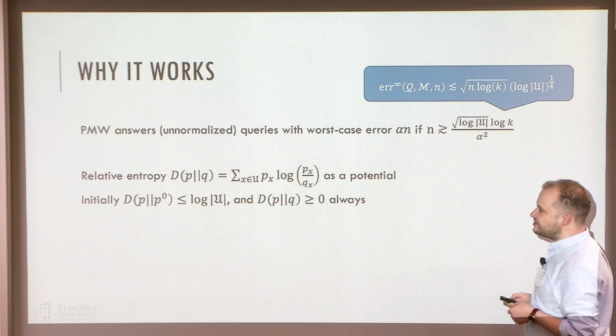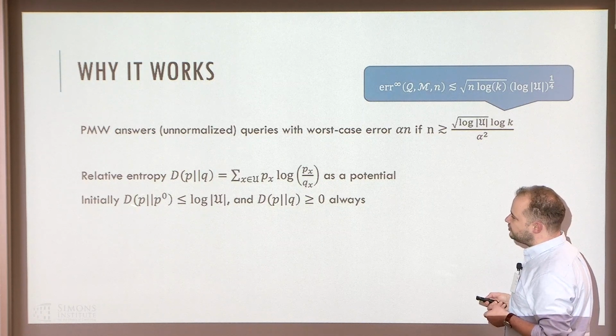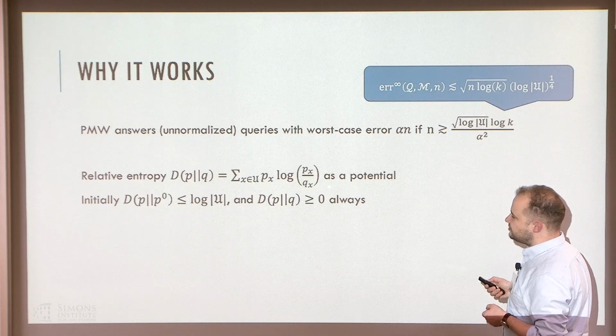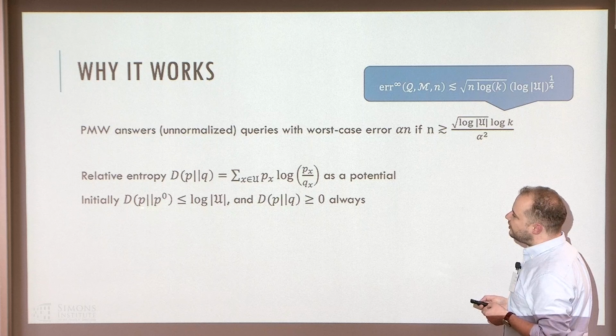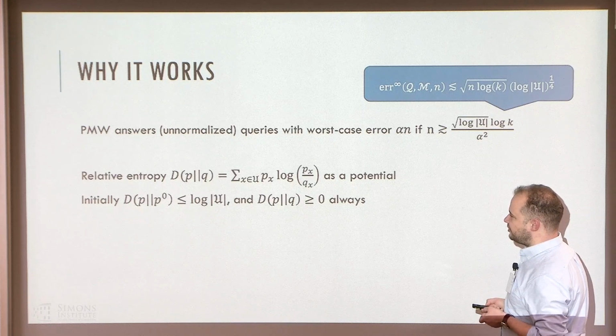And roughly how this is shown is you use a potential function, which is the relative entropy between the true distribution and your guess. Okay, this is what relative entropy is. It's also known as KL divergence. Initially, our initial guess is the uniform distribution. So this is initially log of universe size and is always non-negative. Those are just facts about relative entropy.